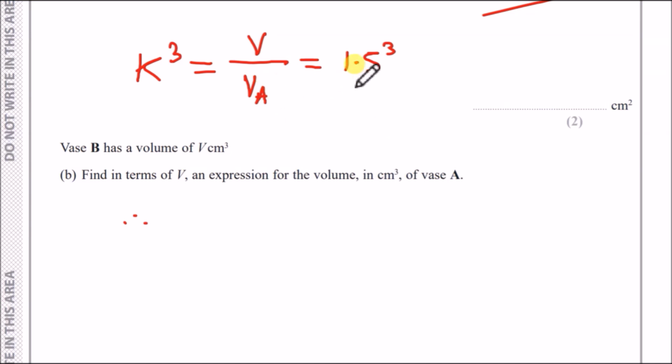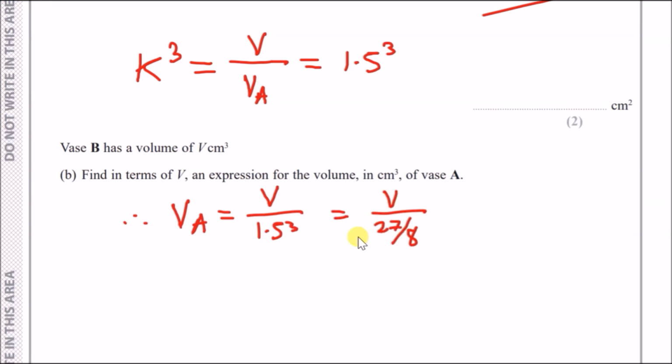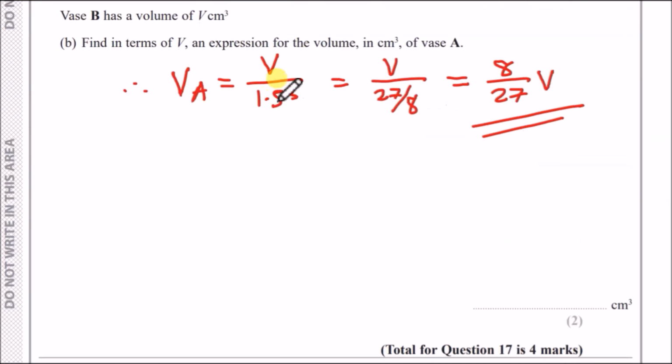To do it, you just times VA across and divide 1.3 cubed across. So it'll be something like VA equals V over 1.3 cubed. Now 1.3 cubed is actually 27 over 8, so it would be V over 27 over 8. If you tidy this up, because you've got a fraction on the bottom, if you divide by a fraction, it flips upside down and you multiply. So it becomes 8 over 27 times V. And that's it, guys. That's your result for VA.